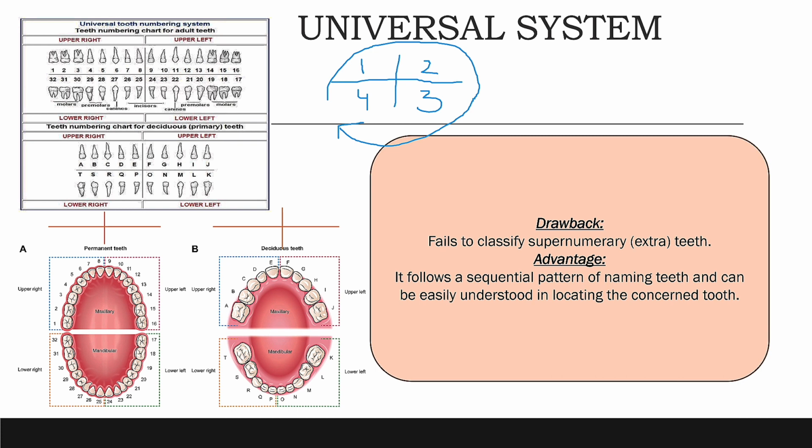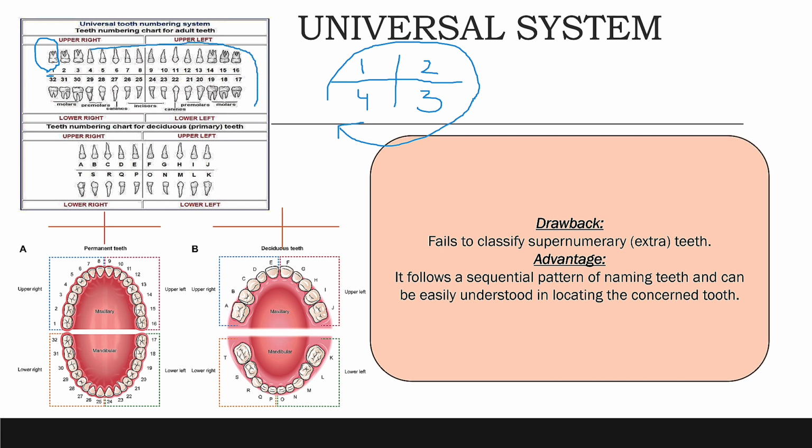So the universal system numbering starts from the third molar as 1. As you can see here, this is the third molar. For permanent teeth, the number given is 1. Then the second molar is 2, first molar is 3, second premolar is 4, first premolar is 5, canine is 6, lateral incisor is 7, and central incisor is 8. Then the numbers continue in a cyclical manner.